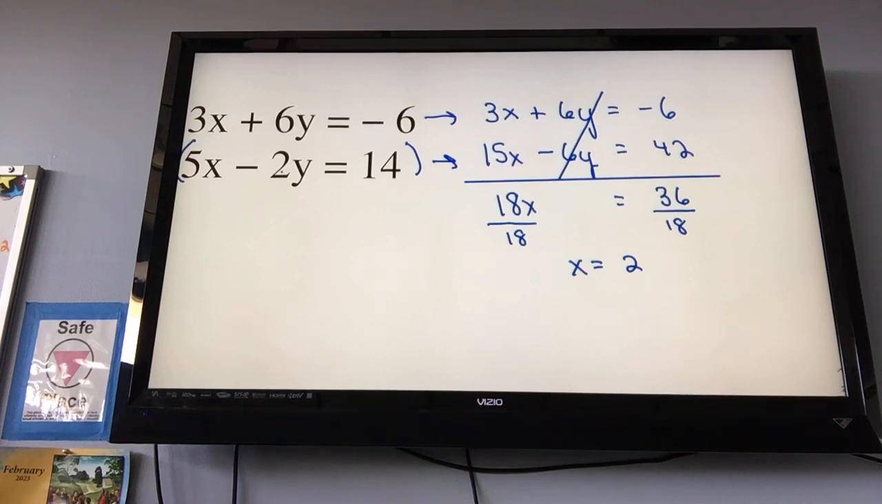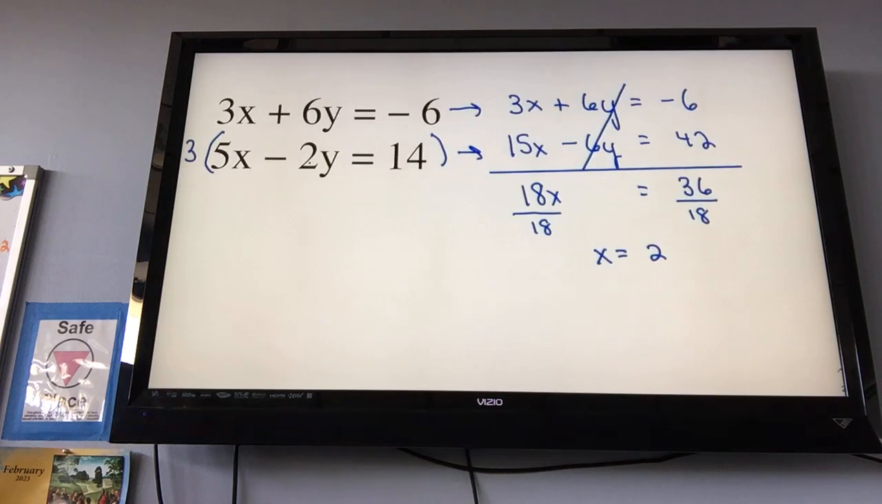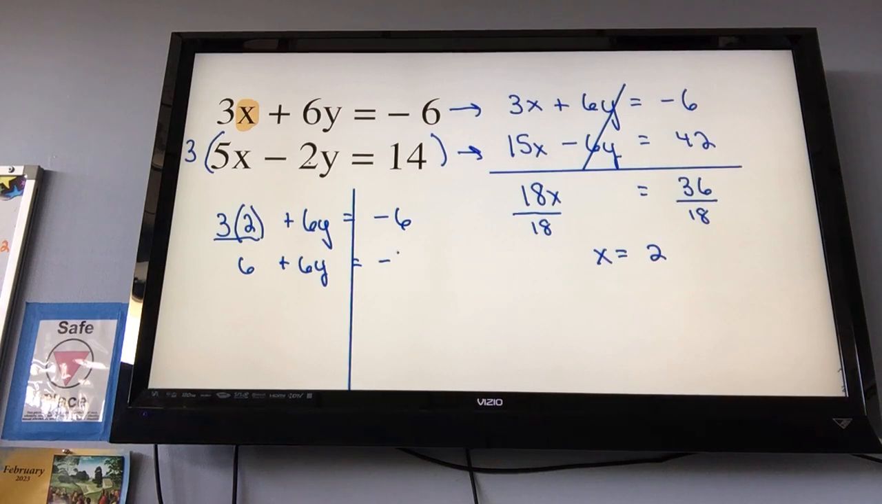Okay, so we're going to find y, and I can put that either place. I'll go here, and I'm just randomly picking one, because it doesn't matter which one you pick. So I'm going to have 3, put my 2 in, plus 6y equals negative 6. So 3 times 2 is 6, plus 6y is negative 6.